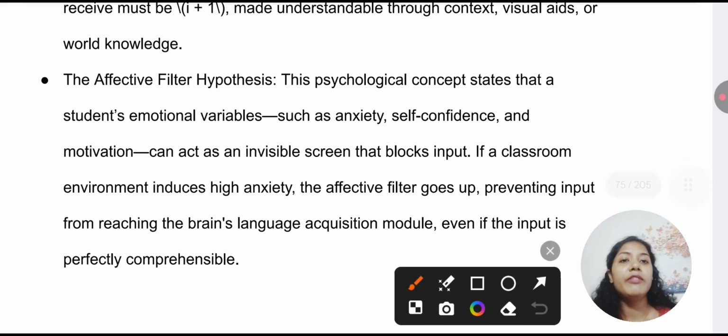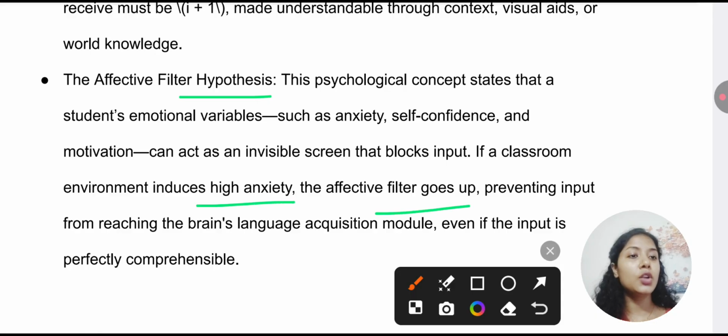And what is the affective filter hypothesis? This psychological concept states that the student's emotional variables, such as you feel anxious, you feel self-confident, you feel motivated, can act as an invisible screen that blocks your input. Similarly, if a classroom environment includes high anxiety, the affective filter goes up, right? Preventing input from reaching the brain's language acquisition module.